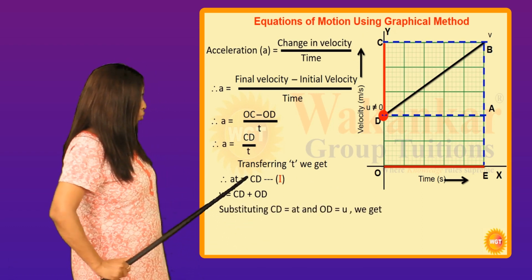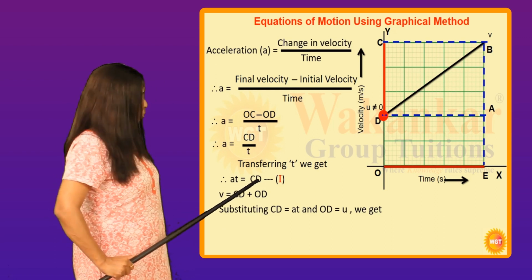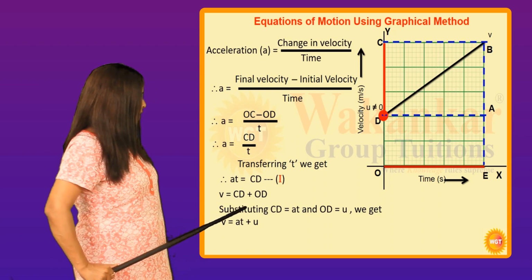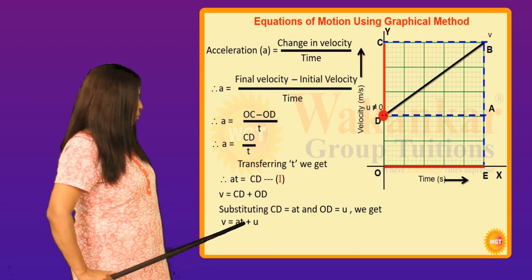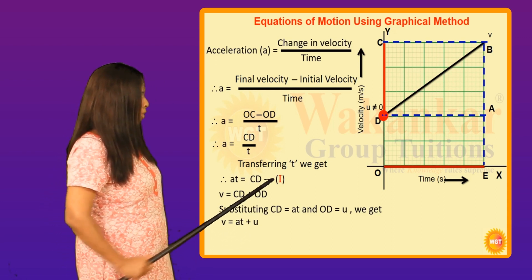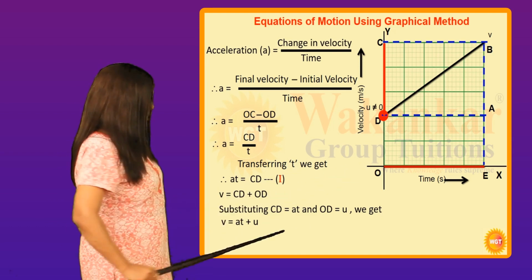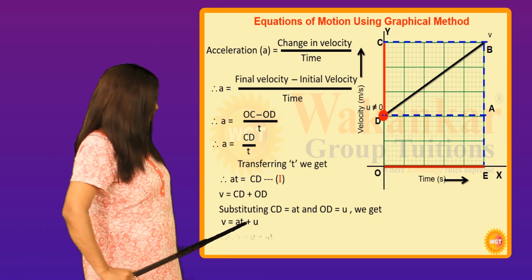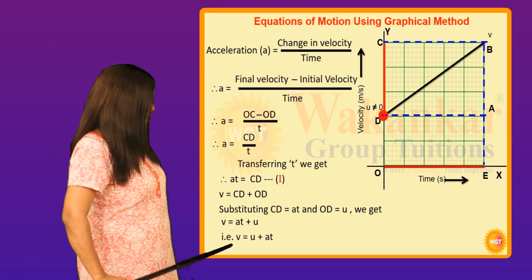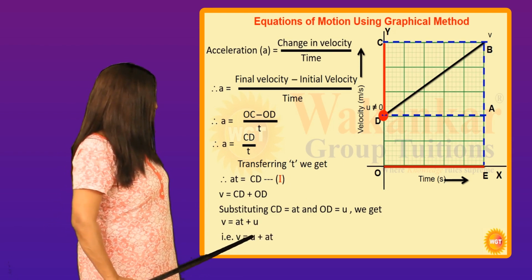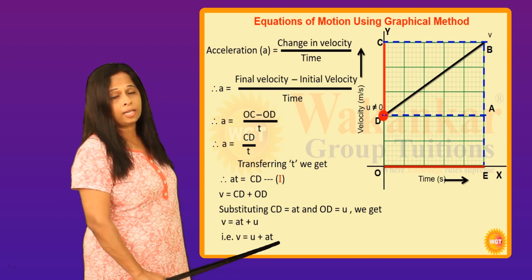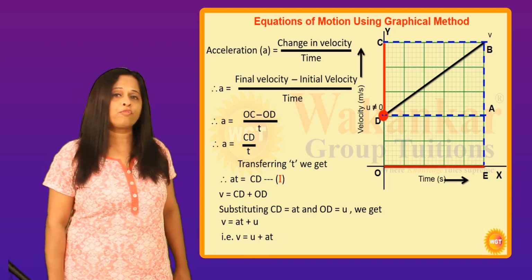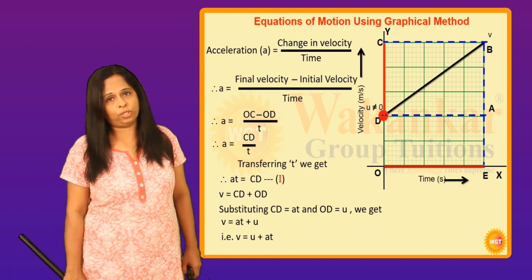And we can substitute value of CD. We have already got value of CD as at. I can substitute value of CD here. I get v equal to at plus u. OD is u. I can rearrange this term and I can write it as v equal to u plus at. My dear students, v equal to u plus at is first equation of motion.